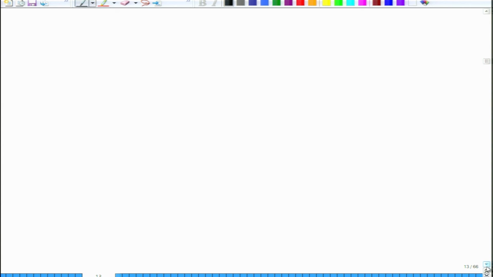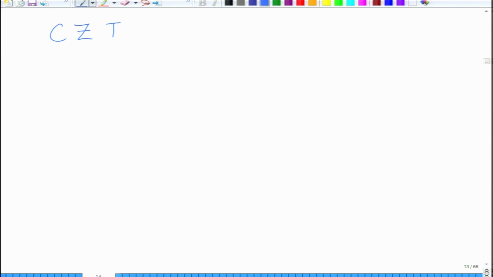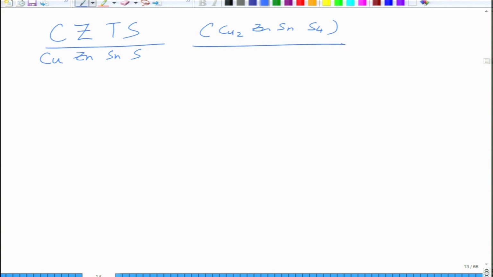I will briefly touch upon what is CZTS. CZTS is basically copper, zinc, tin, sulfide. It contains copper, zinc, tin and sulfur and the formula is Cu2ZnSnS4. This is a very simple technology, again based on CIGS. The device structure of this technology is like this.